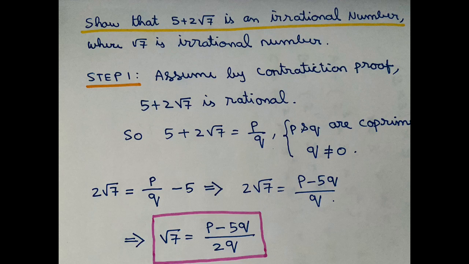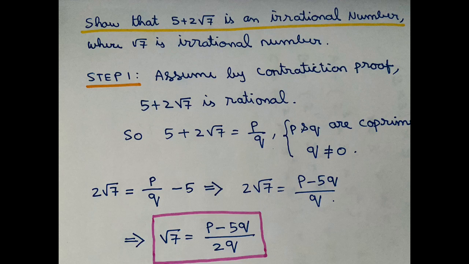It says 5 plus 2 times root 7 is an irrational number. We have to prove that. And they have also given that root 7 is an irrational number. For that, we can complete in 2 steps. Step 1, you are going to use proof by contradiction. So 5 plus 2 times root 7 is said to be rational. We are going to assume it, and so it will be in the form of p by q.